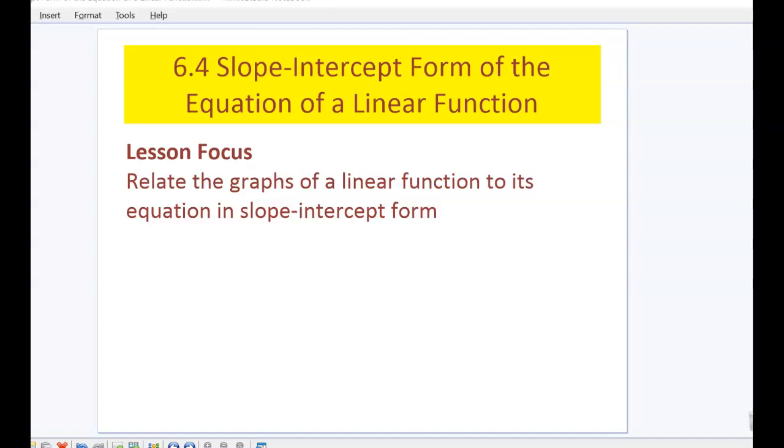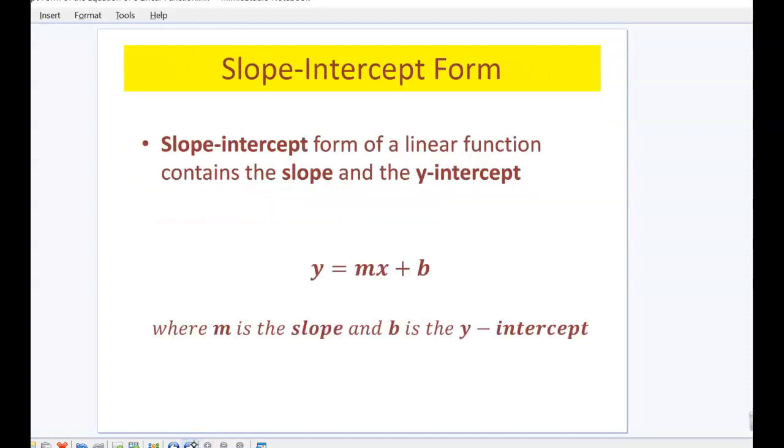In section 6.4, we're going to look at the slope-intercept form of the equation of a linear function. The slope-intercept form contains the slope and the y-intercept, and the equation is y equals mx plus b, where m is the slope and b is the y, or the vertical intercept.